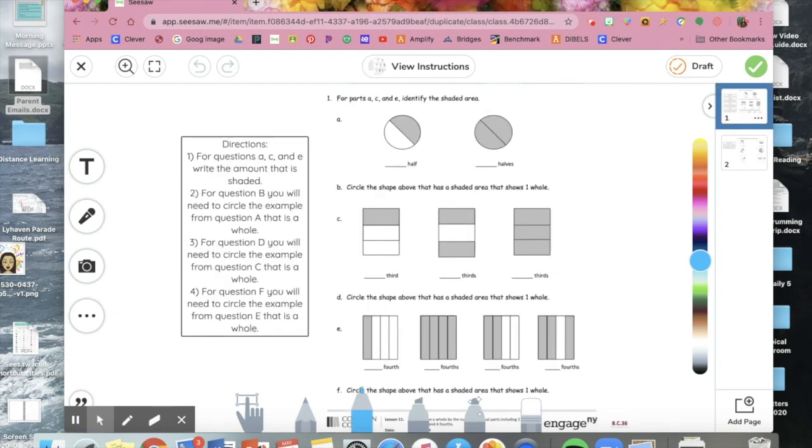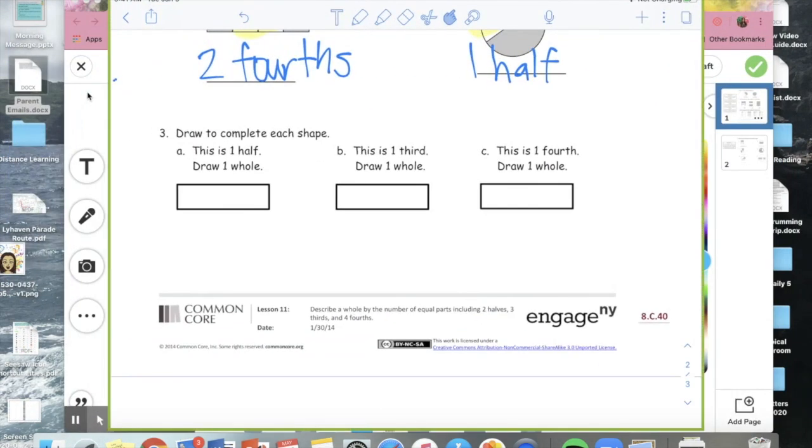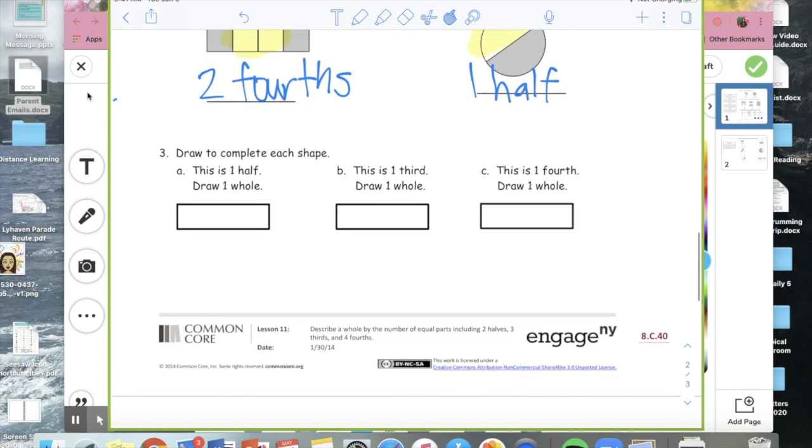Okay? Now, the bottom part, you do not need to complete because we are not having you complete this part, but I'm just going to do it so we can do some practice. This is 1 whole, draw 1 whole. This is 1/2, excuse me. So halves, that means there are 2 total parts. So I need to draw 1 more part to draw 1 whole, okay? So once again, you are not doing this on your Seesaw assignment. I'm just going to go over it so we can practice 1 whole.